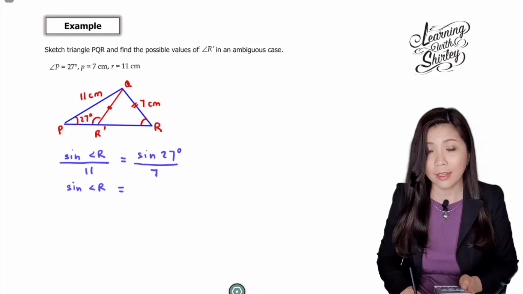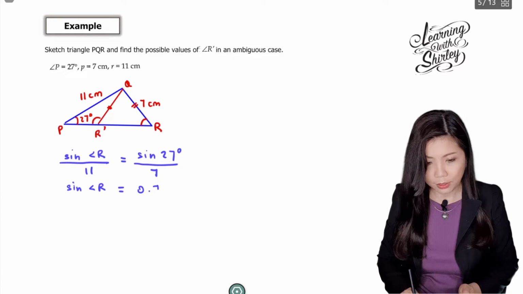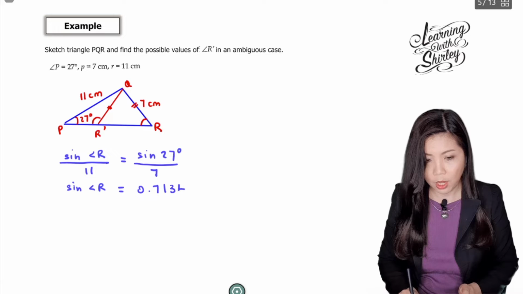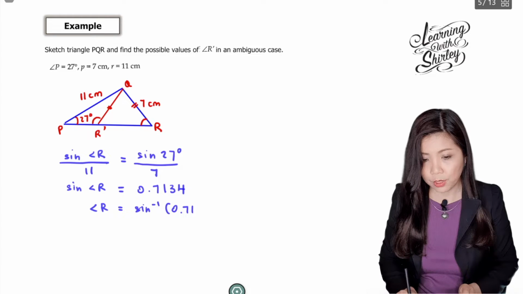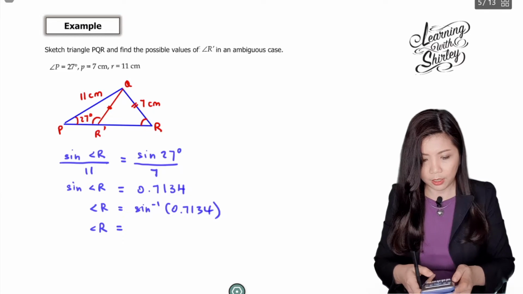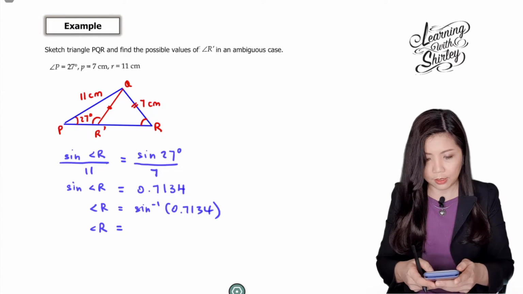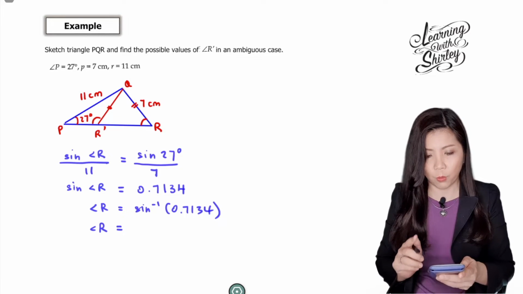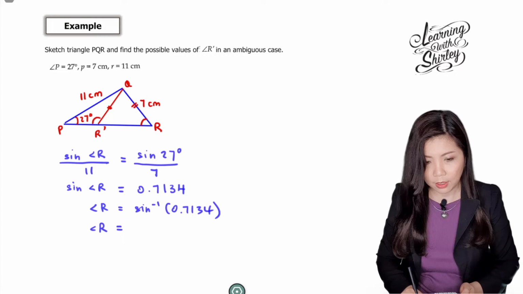Okay, so do you get that? So 0.7134. To find angle R, I'm going to use shift sine of 0.7134. Okay, so let's solve this to find angle R. Shift sine of the answer, we'll get 45.51. Okay, 45.51.